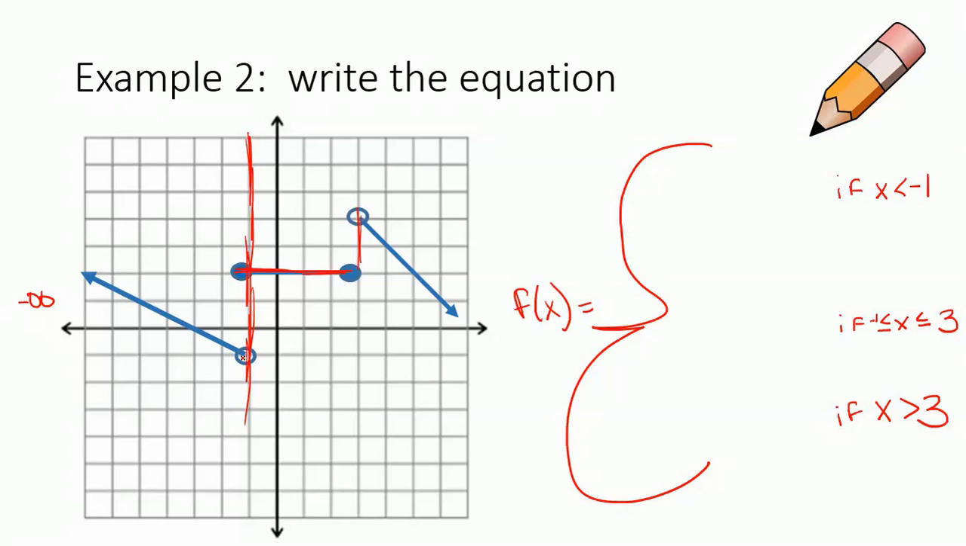Let's use the translated form. So, very first thing we're going to need, what is our slope? Well, I'm going to go down 1 over 2. So, down 1 over 2 is negative 1/2, right?